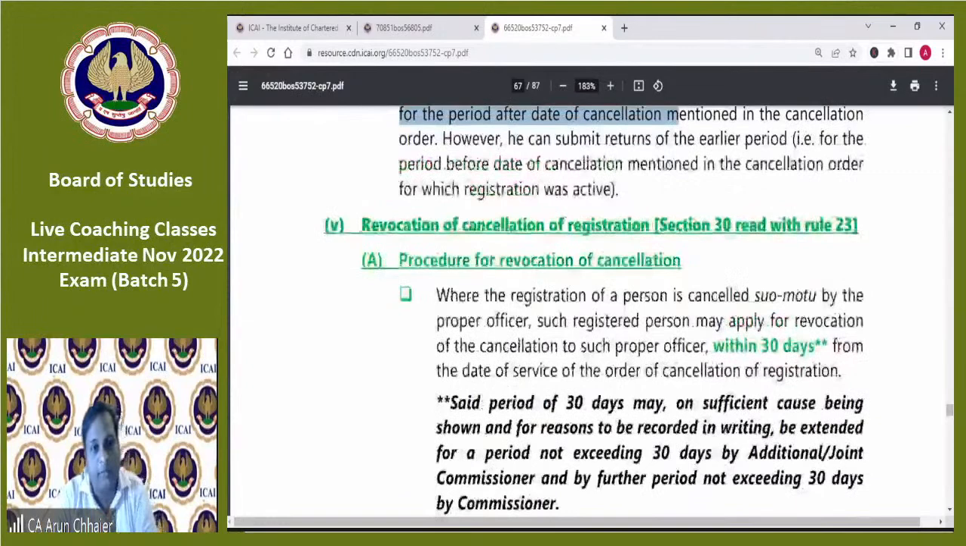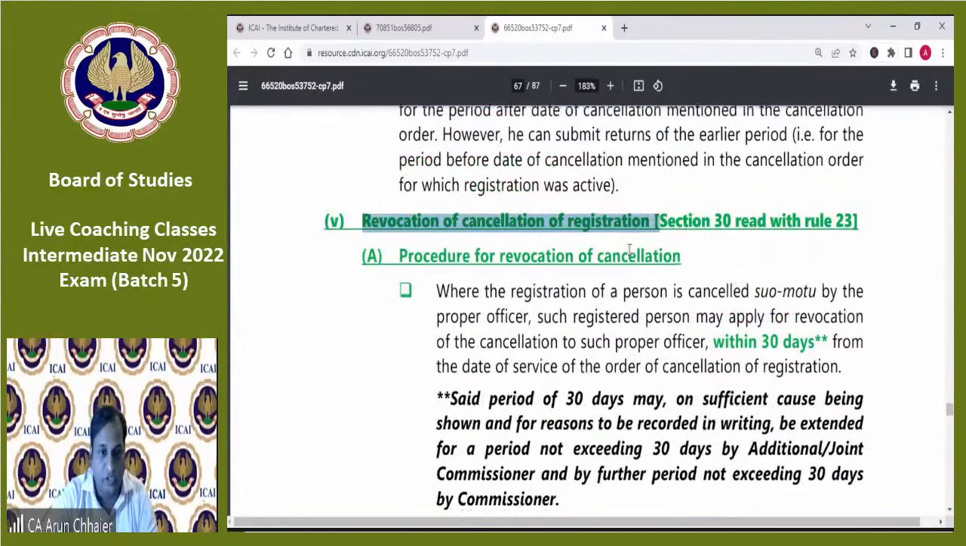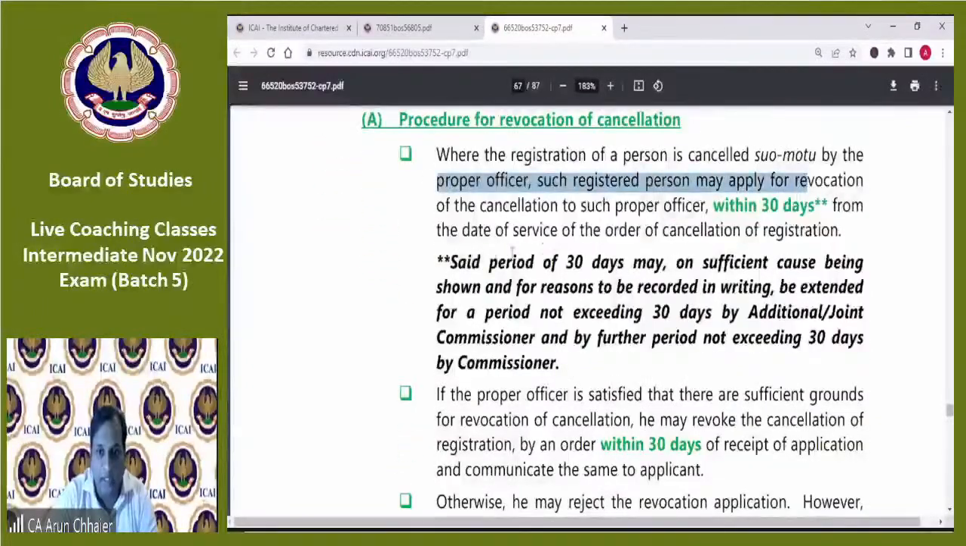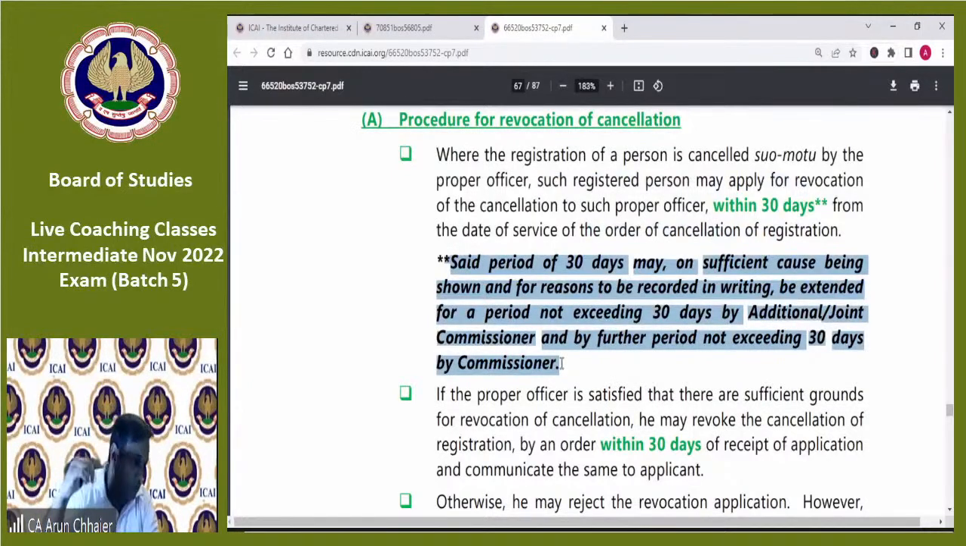Now, let me talk about the revocation of cancellation of registration, where the registration is cancelled on a suo motu basis by the officer. The registered person may apply for revocation within 30 days from the date of service of the order of cancellation. This period of 30 days can be extended on sufficient cause being shown, 30 plus 30 plus 30. You remember, the total of 90 days we have discussed.